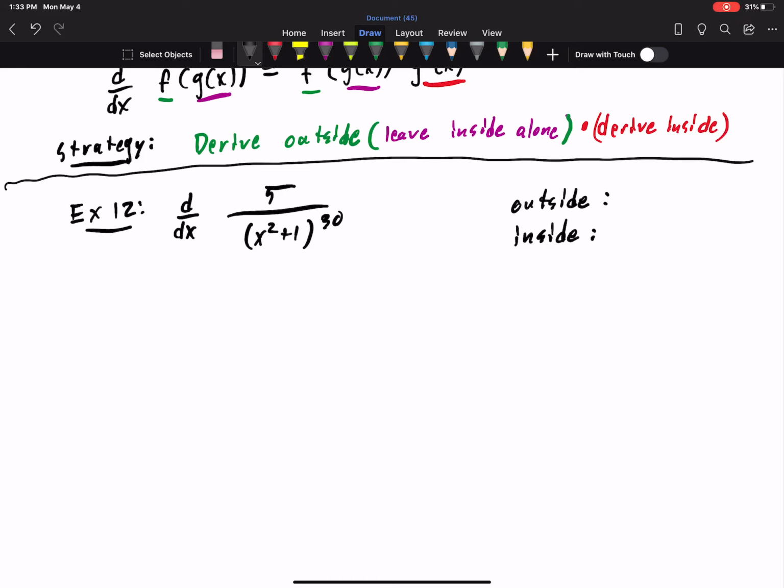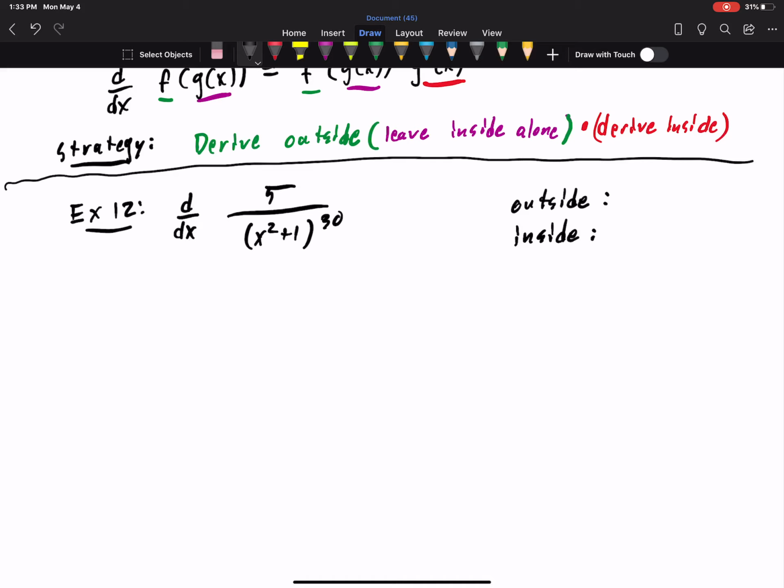On to example 12, where things get a little bit more complicated. Here we're trying to derive the fraction 5 over the quantity x squared plus 1 all raised to the 30th power. Okay, how do we handle this? Because we have a fraction that we have to deal with. We have our outside function, which appears to be in the denominator of something. It is not as simple as just deriving the denominator by itself. We have to manipulate this thing a little bit algebraically before we can proceed with this.